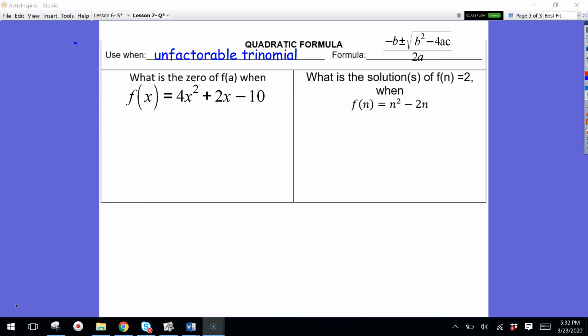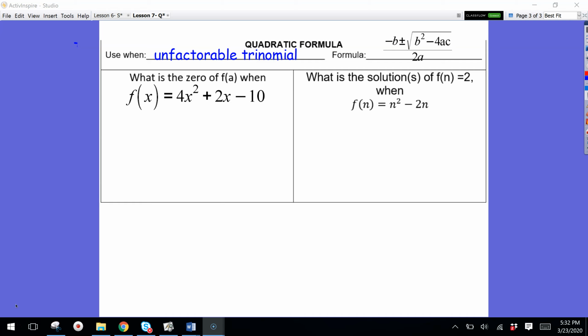So in this video, we're going to learn the last method that we can use to find a zero or find a solution of a quadratic formula or a quadratic function. It's called the quadratic formula. Honestly, you can use this anytime you want. If you want to stick to this method and just use this all the time, you can.